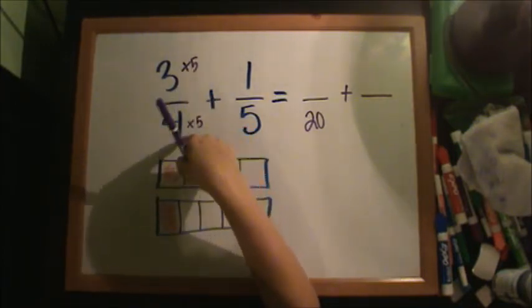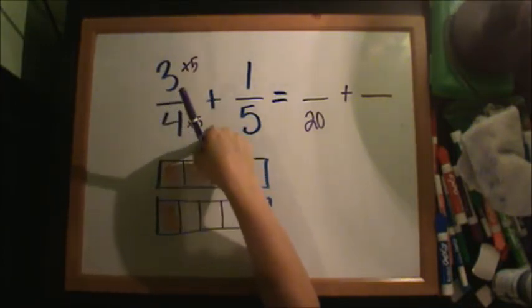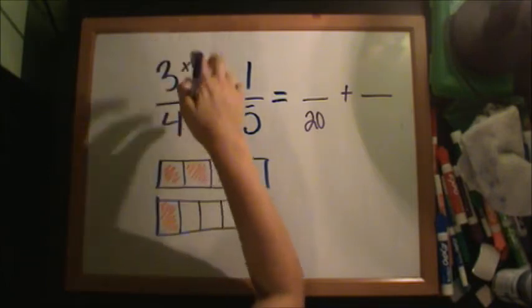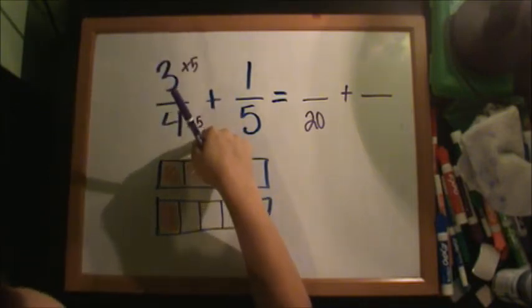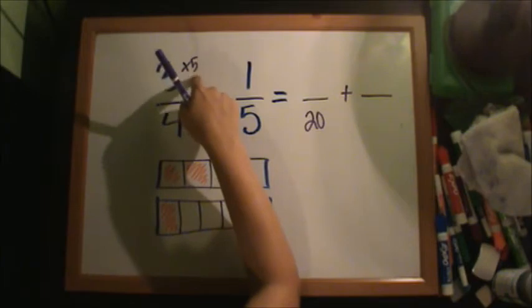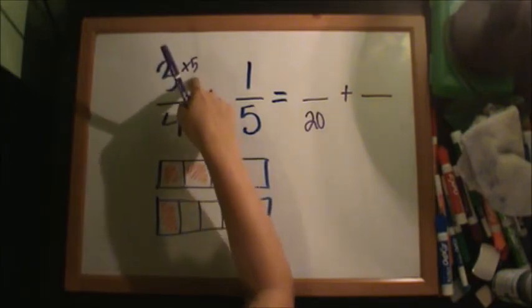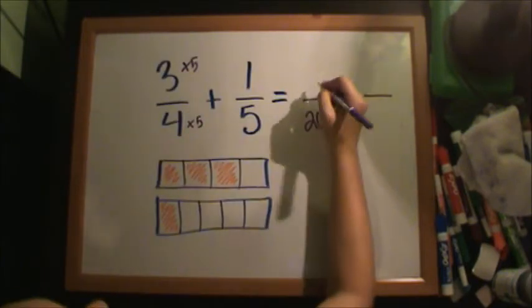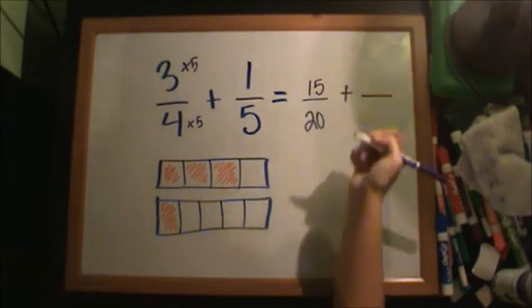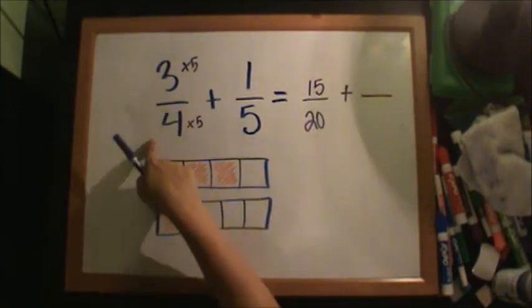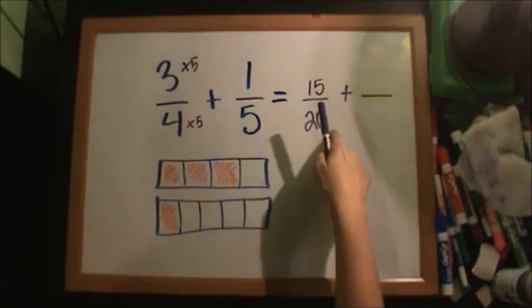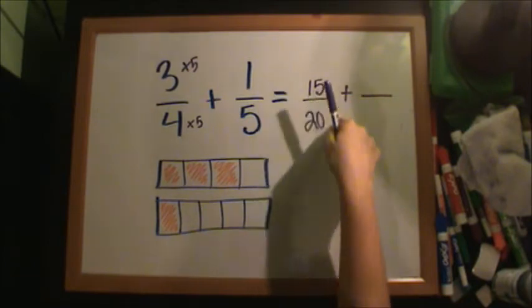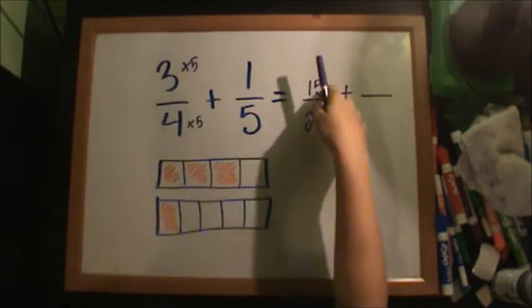We multiplied the denominator by 5, and we now have to multiply the numerator by 5. So 3 times 5 is 15. So 3/4 becomes 15/20.